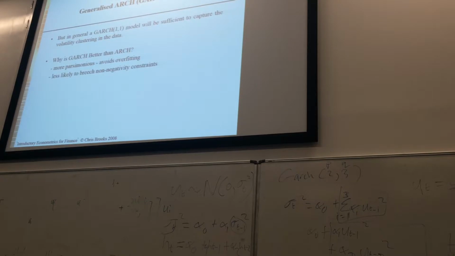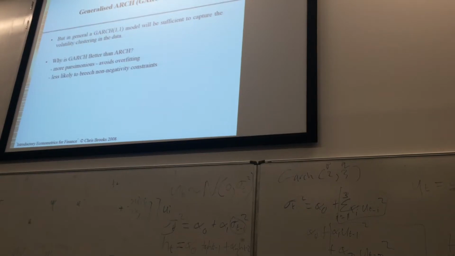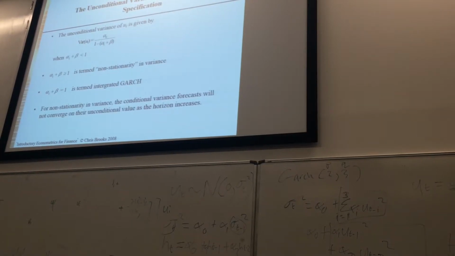So why is GARCH better than ARCH? So I mentioned that a GARCH(1,1) is normally sufficient to capture volatility clustering. GARCH is more parsimonious, so you need fewer ARCH terms when you include the GARCH terms. Okay? And it's less likely to breach non-negativity constraints. We saw that the variance has to be positive. It's not guaranteed not to breach them, but it's less likely than an ARCH model.